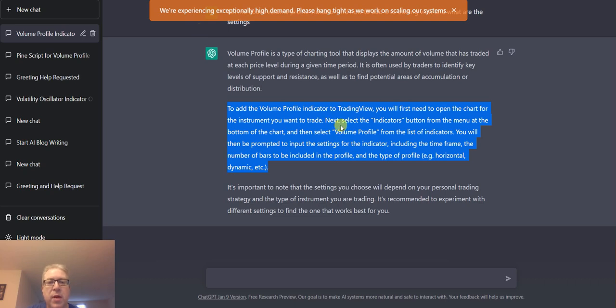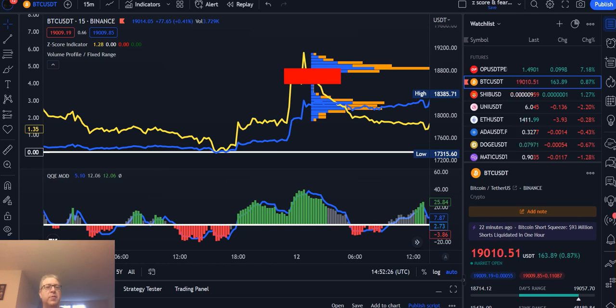To add the volume profile indicator to TradingView, you will first need to open a chart, which we have done, and I'm going to show you how to do it in a second. And click indicator, which I've done, and select volume profile from the indicators. You will then be prompted to enter time zone, time frames, bars. Okay, important to note that the settings you choose will depend on your personal strategy. Okay, so let me show you what I have done.